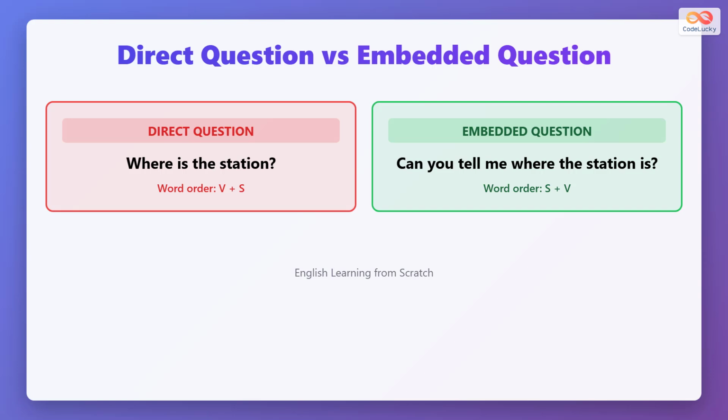Direct questions use question word order, usually verb before subject. In embedded questions, the word order changes to subject before verb. For example, where is the station becomes can you tell me where the station is?